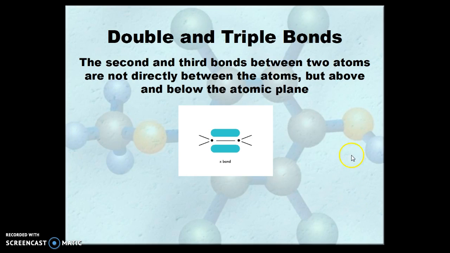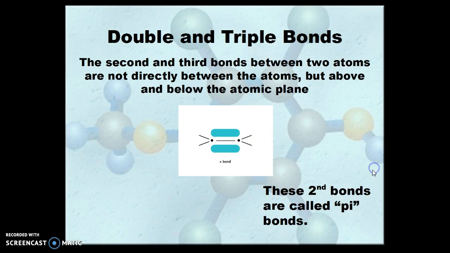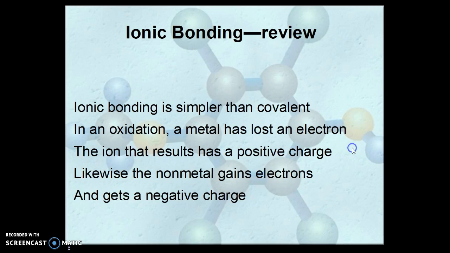If you have a double or triple bond, as you've seen before, the second and third bonds are not directly between the atoms. They're above and below the atomic plane. These second bonds or third bonds are called pi bonds, and they are not directly between the 2 nuclei as the sigma bond is. So, a review.